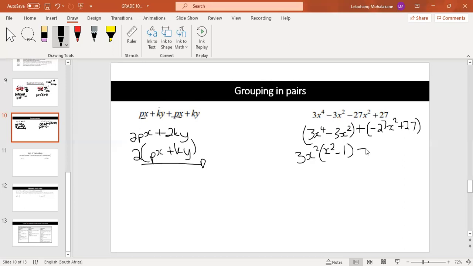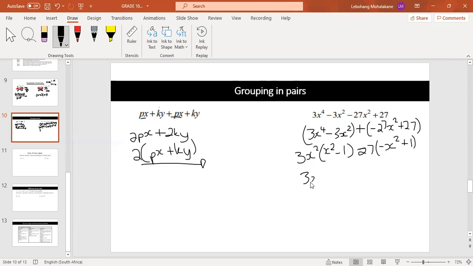Plus, we can factor out 27. Then we're going to have negative x squared plus 1. And then from the sign change rule, we can change these signs. We can take out negative as a common factor.